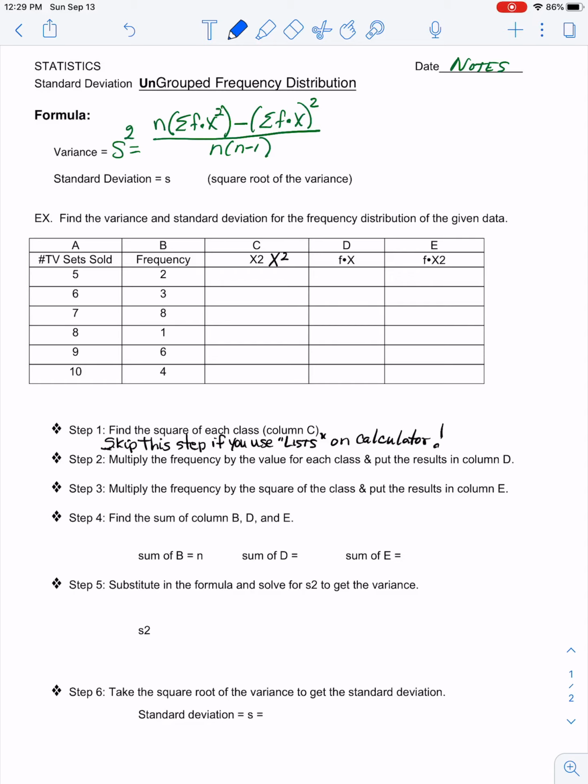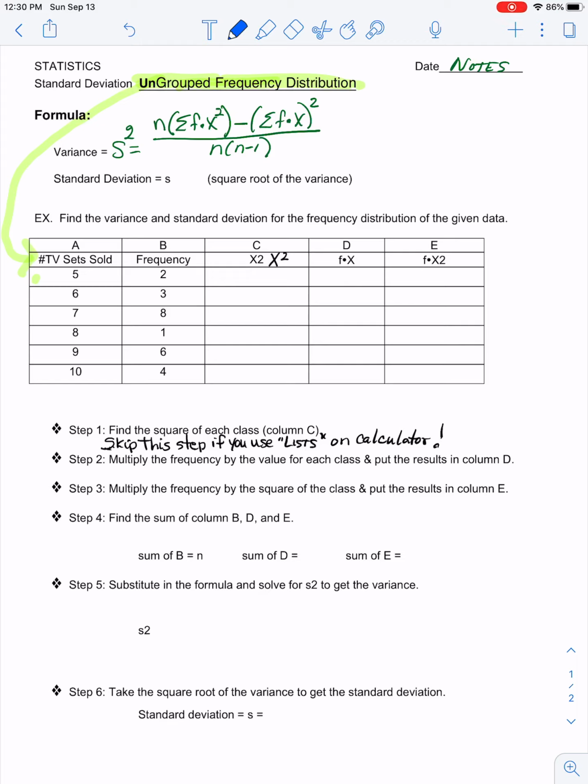In this video, we want to learn how to calculate standard deviation for an ungrouped frequency distribution. If you all remember, ungrouped means if you look over here, you can actually see your data down through here, and the frequency tells you how many of each of those data values you have in your data set. We do not have boundaries, we do not have limits. That's how you know it's ungrouped.